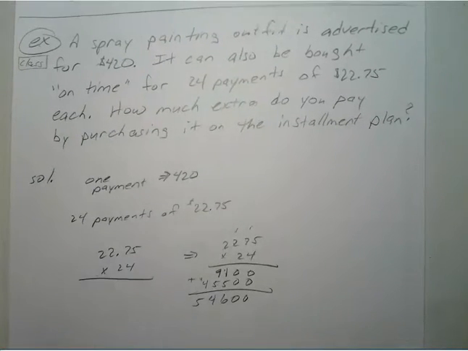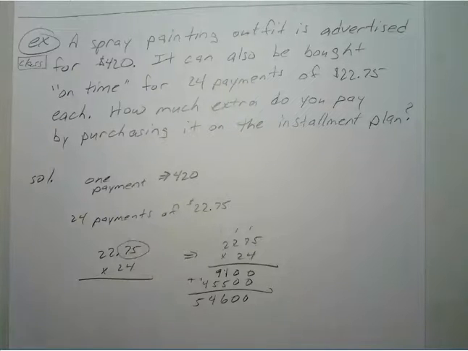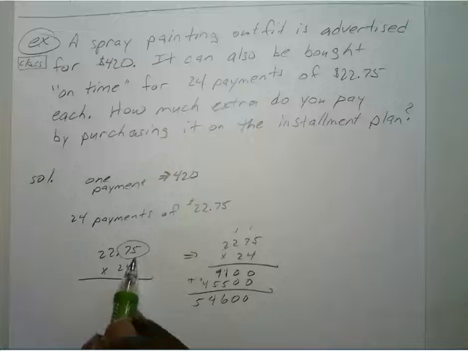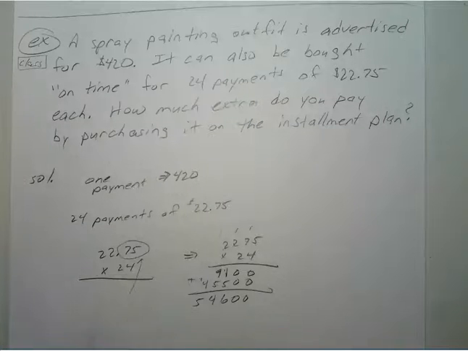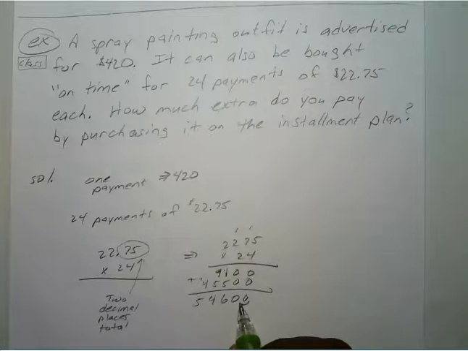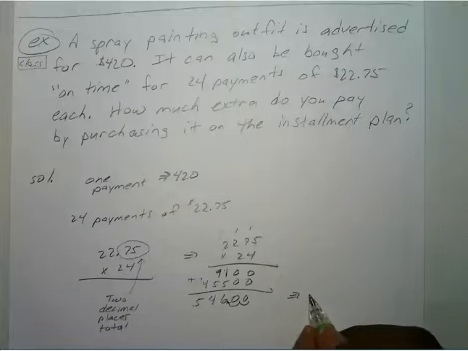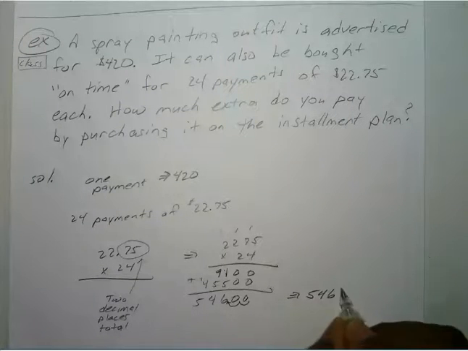Okay, so now we see here we have a total of 2 decimal places. We don't have any decimal places near the 24, but we do have 2 decimal places here. So we have a total of 2 decimal places. That means we move the decimal 2 places, so our answer will be 546.